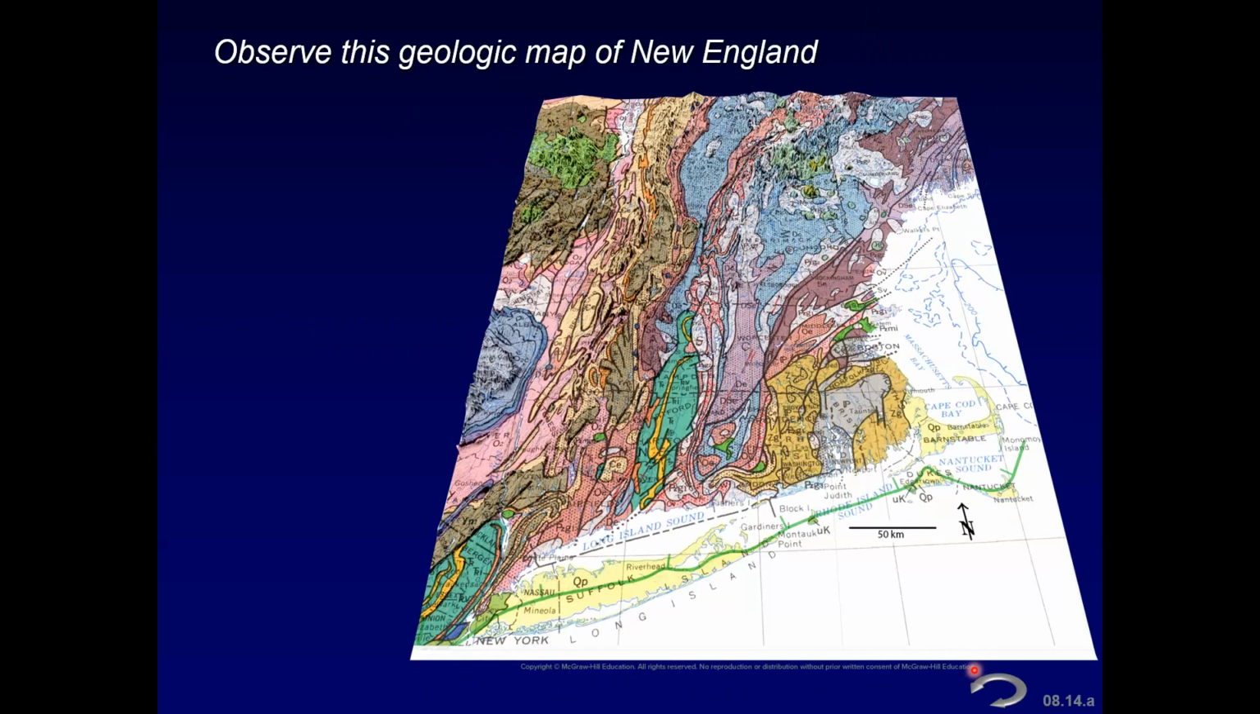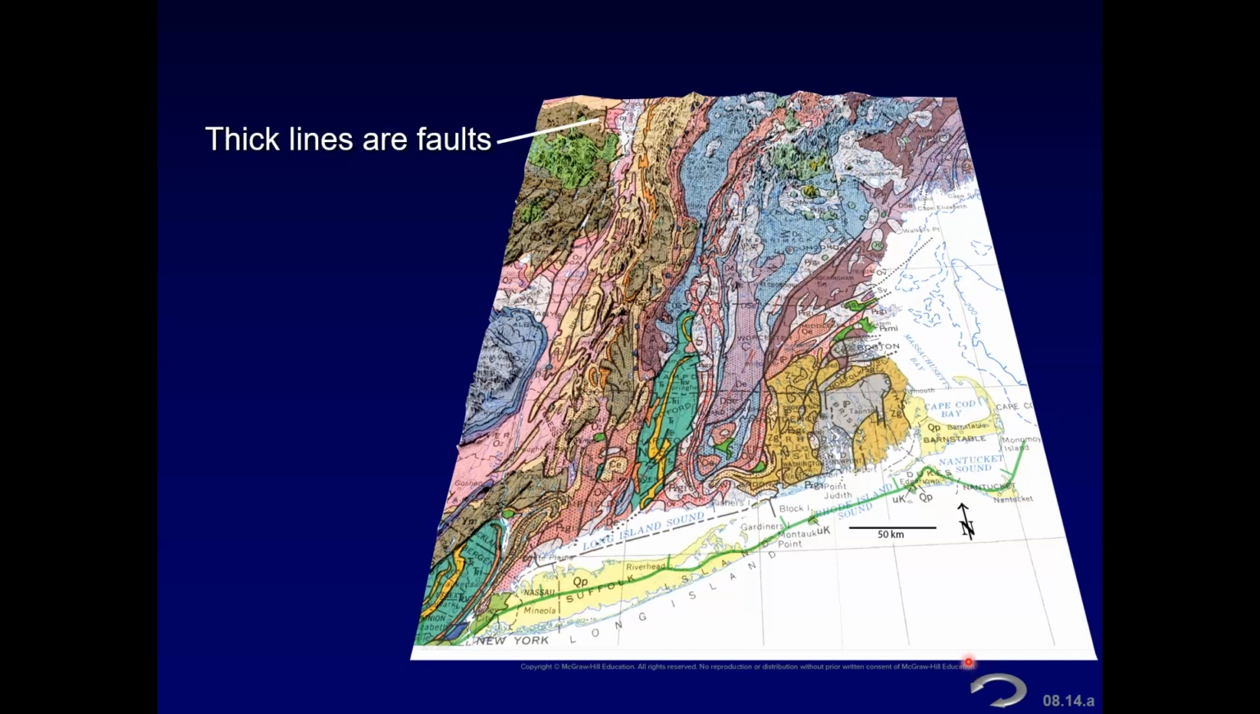We'll look at this pretty complex looking geologic map of New England. I had the privilege of doing field camp in southern Maine, so some of these features, these orientations are familiar to me. But these thick lines are faults, these black lines. We have metamorphic rocks shown with stippling as such.